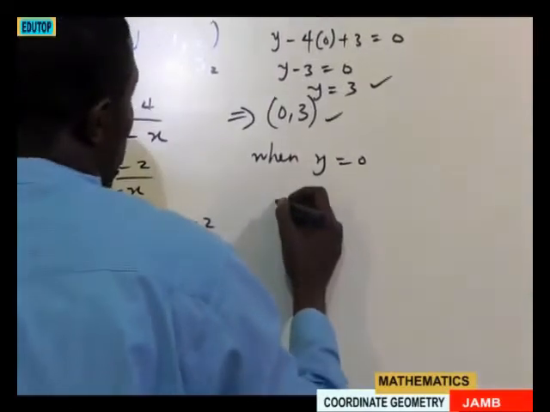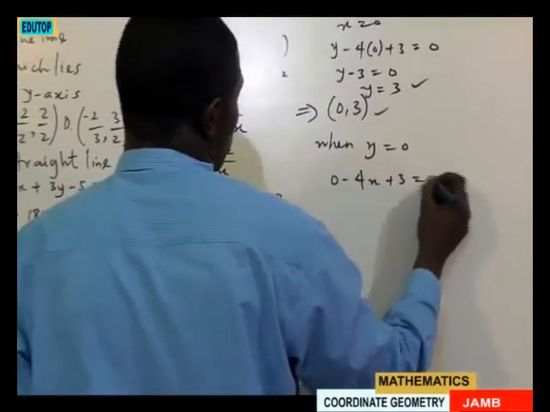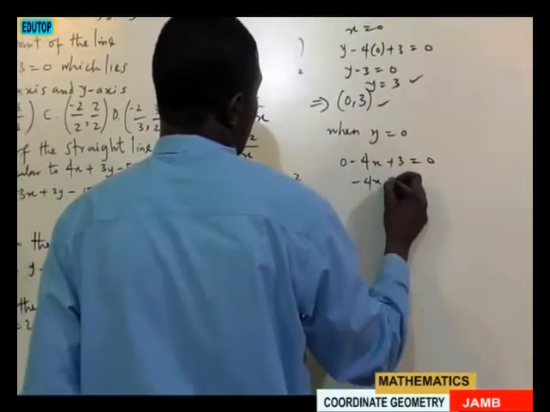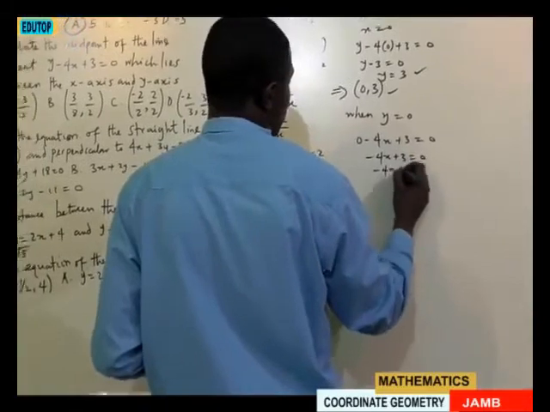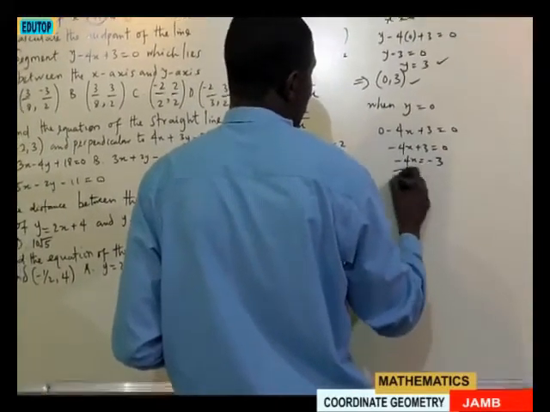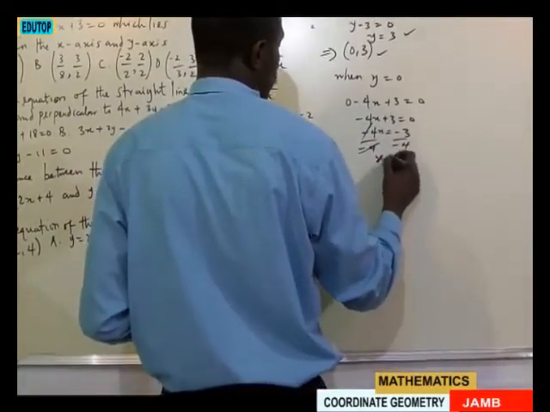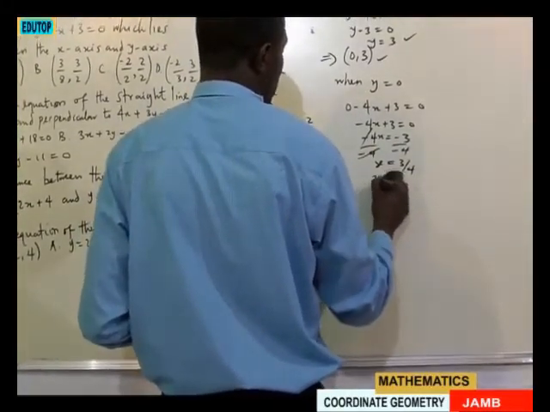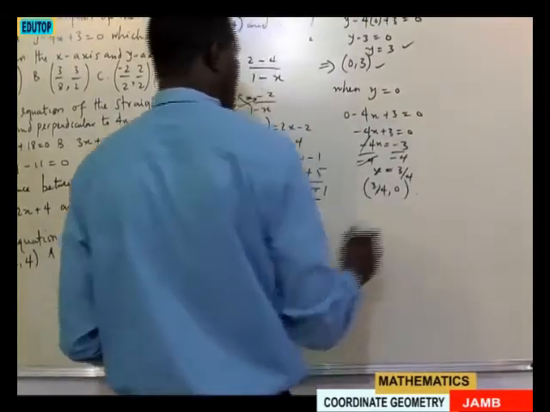Then when y is 0, we have 0 minus 4x plus 3 equals 0. That's minus 4x plus 3 equals 0. Minus 4x equals minus 3. Divide this by minus 4, so the negatives cancel out. Then we have x equals 3 over 4. That's our coordinates.